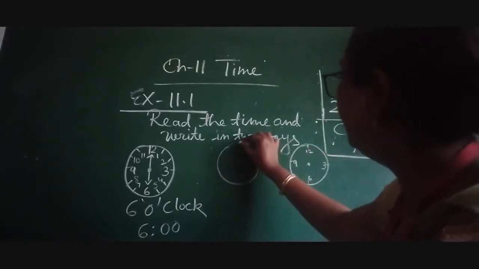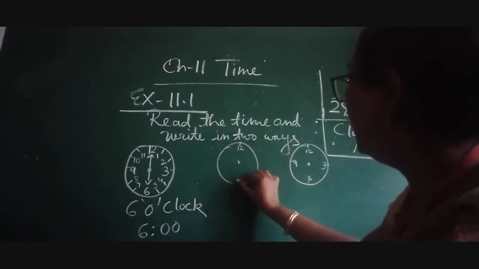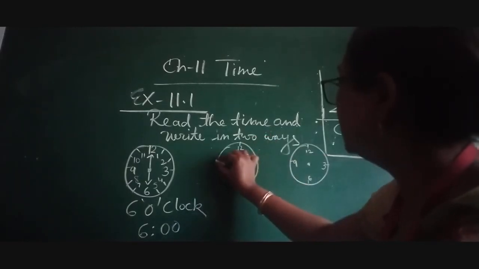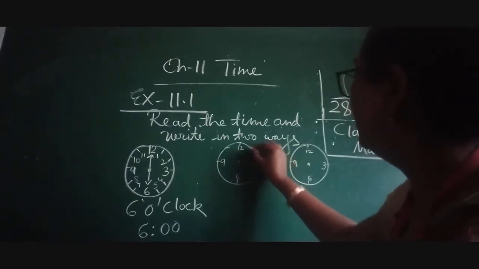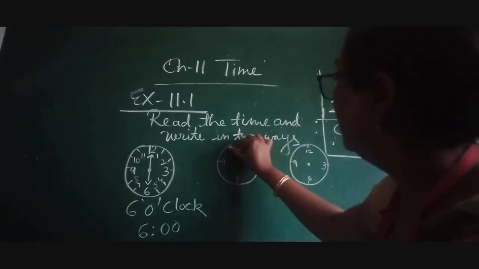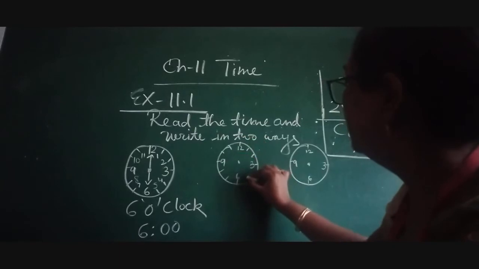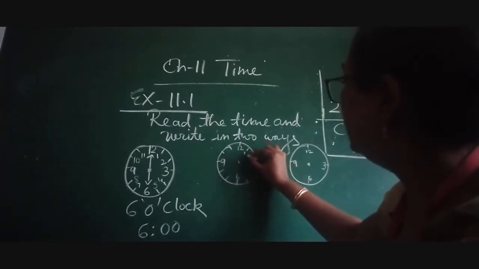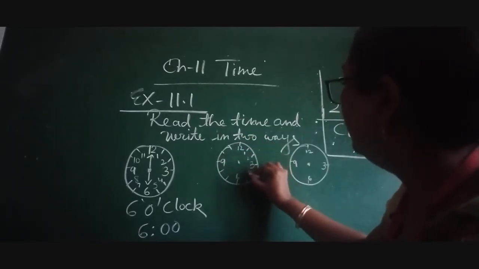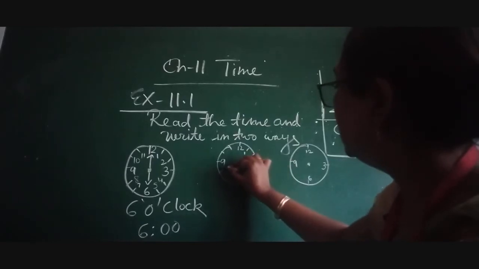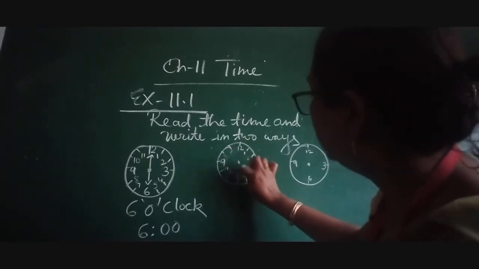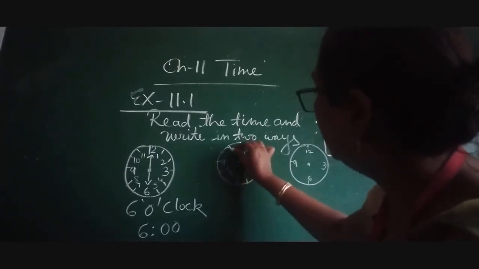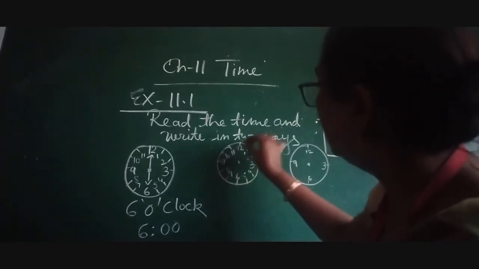Always remember you have to take the center point. 12. Now you have 6. This is 9 and this is 3. And we have to divide into parts. Okay, this is 1, 2, 4, 5, 6, 7, 8, here 8, this is 10 and this is 11.